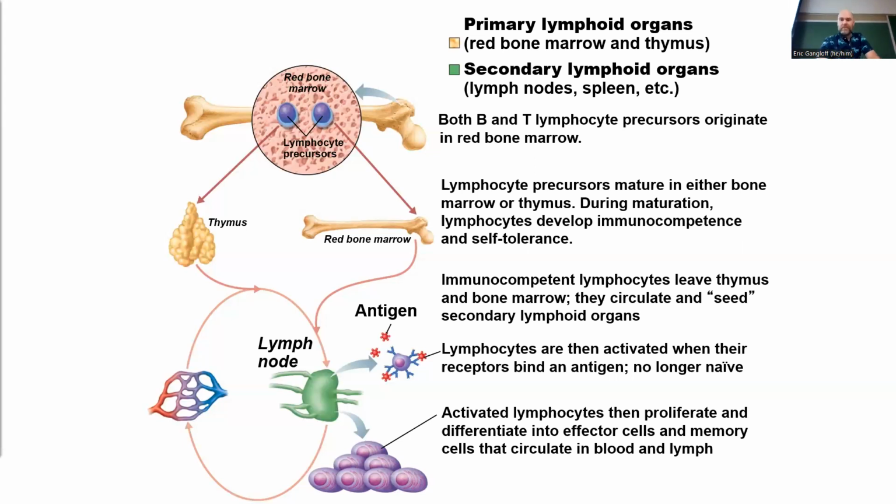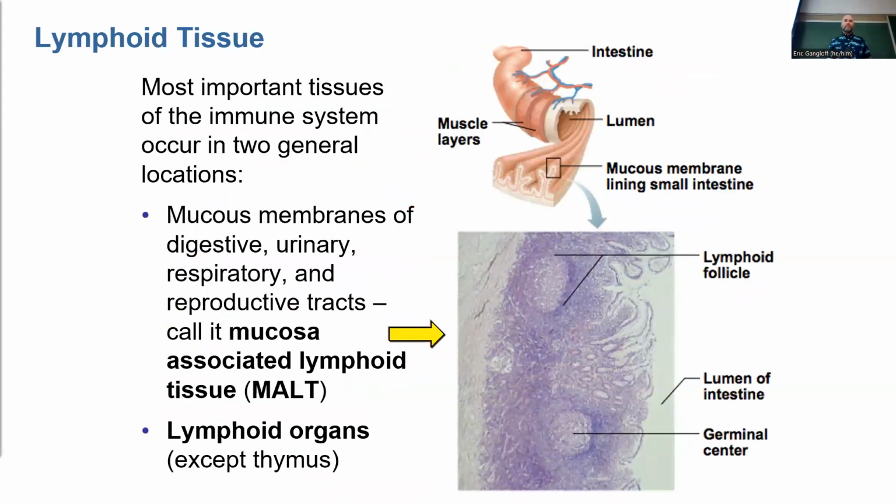Let's talk a little bit about some of these lymphoid tissues found throughout the body. Mostly we find what's called lymphoid tissue in two places. One is called MALT, or mucosa-associated lymphoid tissue. So it is exactly what we say from the name here. So it's associated with the mucus linings of your digestive, urinary, respiratory, and reproductive tracts. So all these places where you have these mucus membranes, you have this tissue that's associated with the mucus membranes, and that's a site of an accumulation of these lymph cells.